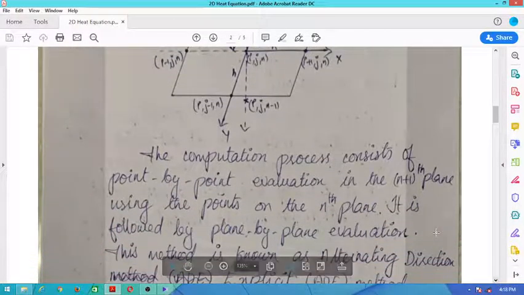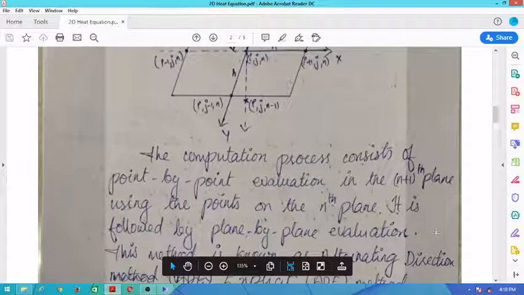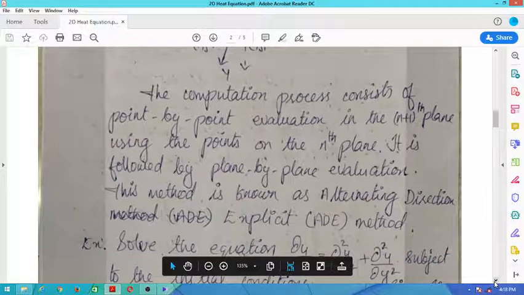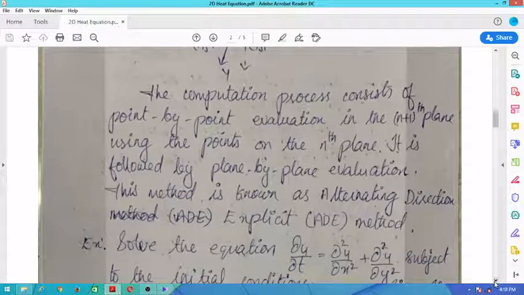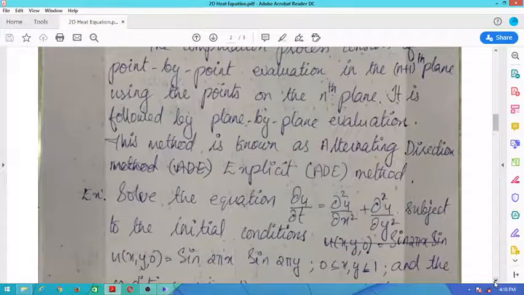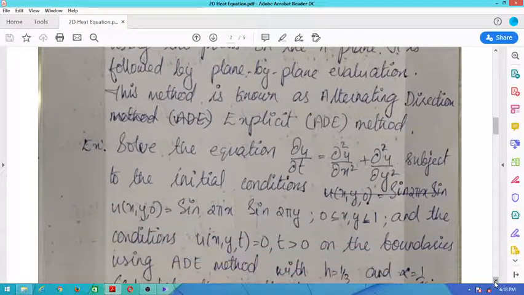Now the computation process consists of point by point evaluation in the (n+1)th plane using the points on the nth plane, followed by plane by plane evaluation. This method is known as the alternating direction explicit method, or ADE method in short. Let us discuss the problem with an example.